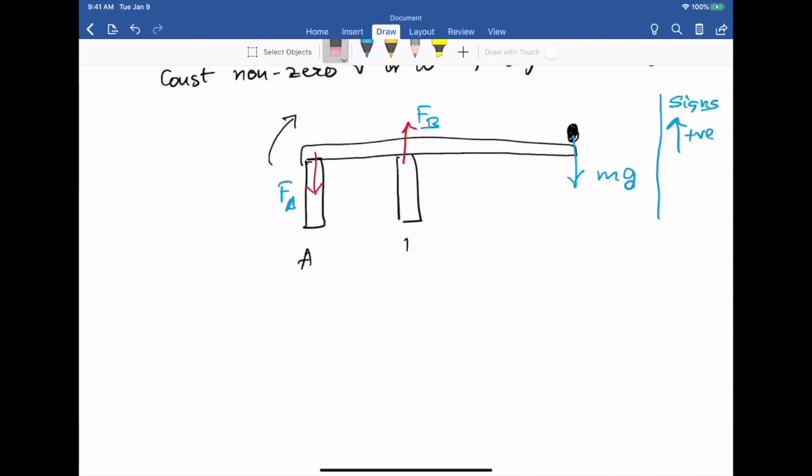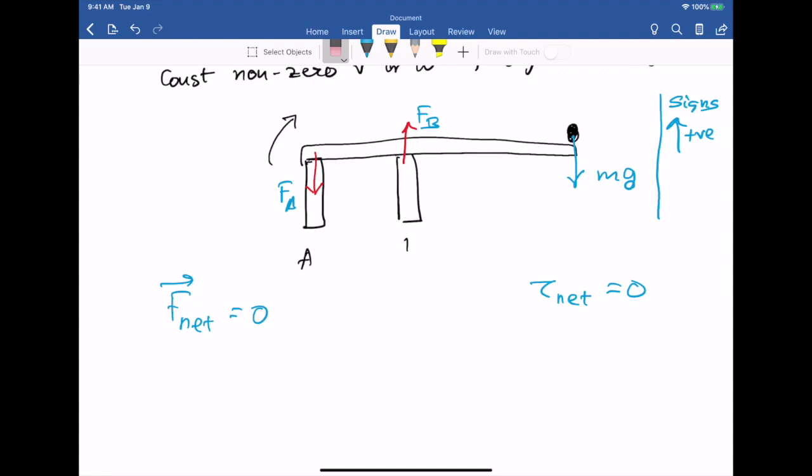All right, so now let's apply the equations of equilibrium. Net force equals 0 and net torque equals 0. Okay. We also need to choose our system. So our system is the beam, the diving board. And there are three forces acting on it, Fa, Fb, and Mg.